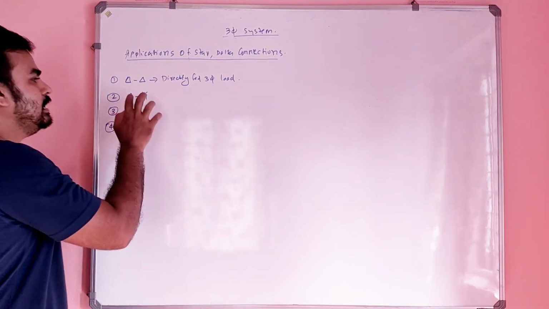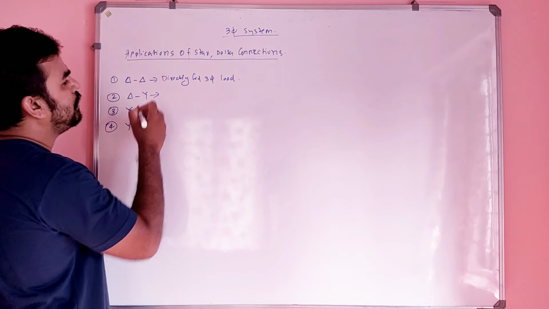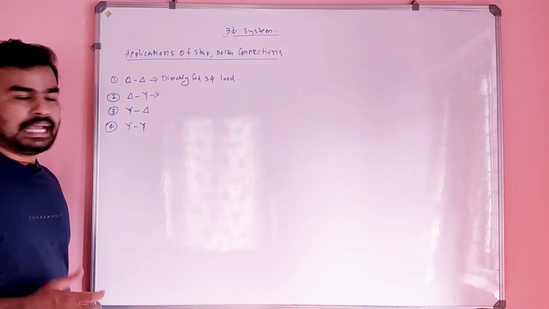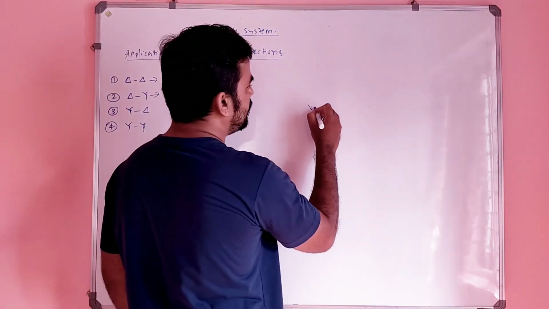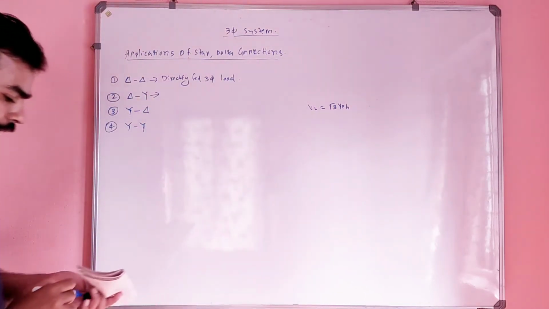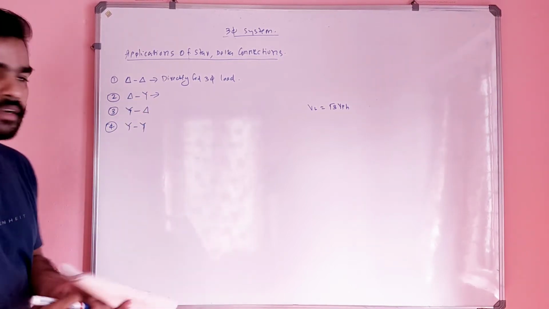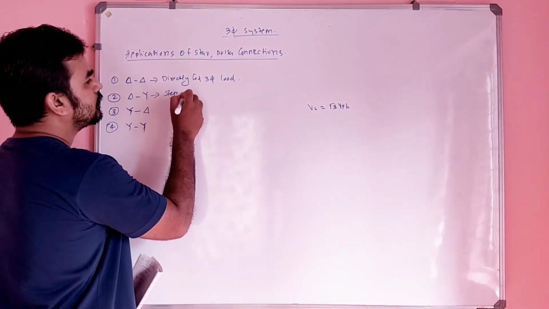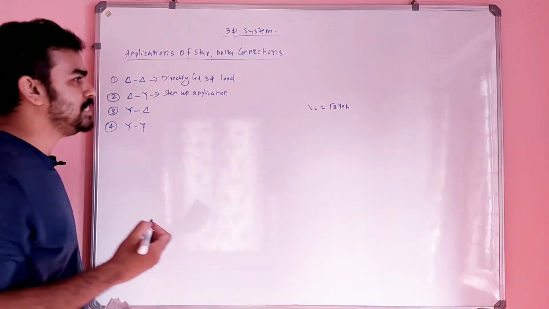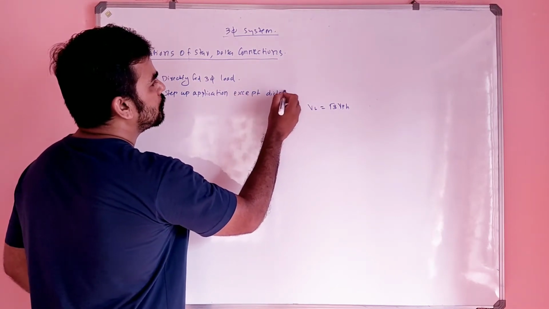And next we have to see the delta to star connection. The peculiarity of star connection is that in star connection, line voltage will be equal to root 3 times phase voltage. Correct or wrong? In star connection, line voltage will be equal to root 3 times phase voltage. That means star connection is always preferred where there is a step up application, step up in the sense of stepping up of voltage, right? Except distribution transformer.